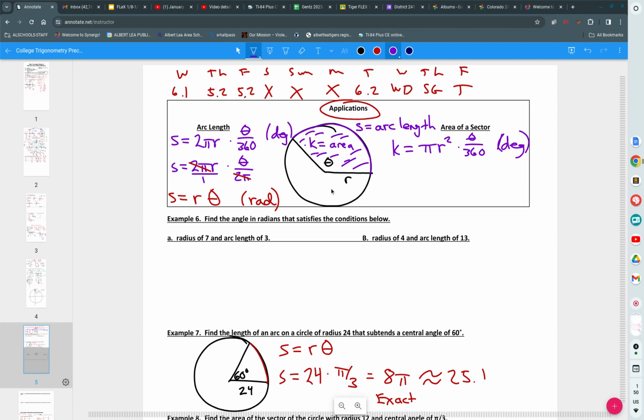So what am I going to change? 360. Good. 360 changes from 360 to 2 pi. As you make that conversion, you can see that the pi's cancel. The 2 does not cancel. So you're left with area, K, is equal to 1/2 times r squared times theta. Area is 1/2 r squared theta. That's your formula if you're working in radians.